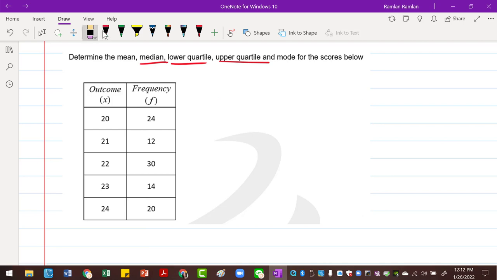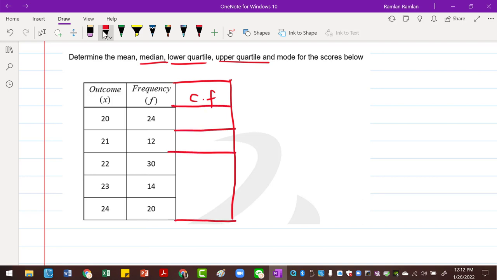The one that you need to make is another table, the cumulative frequency, or CF. CF stands for cumulative frequency. Okay, I'm going to erase that. So how can we fill this new column? I'm going to make this first.